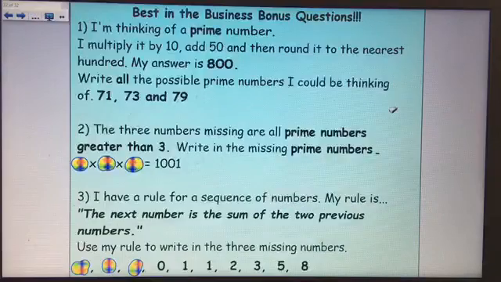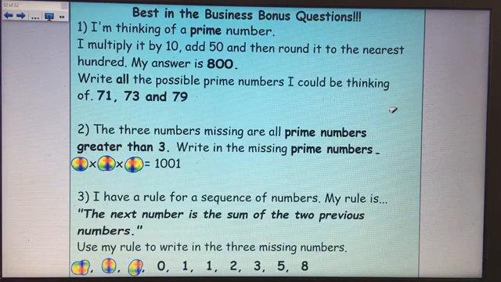Number 2, the three numbers missing are all prime numbers greater than 3. Write in the missing prime numbers. So for this one, you're going to need to do a little bit of trial and error. But you can be a bit tactical now. Now, what I did is I noticed that there was a 1 on the end. So I thought about two numbers that you multiplied together and it makes a 1 in the units column.